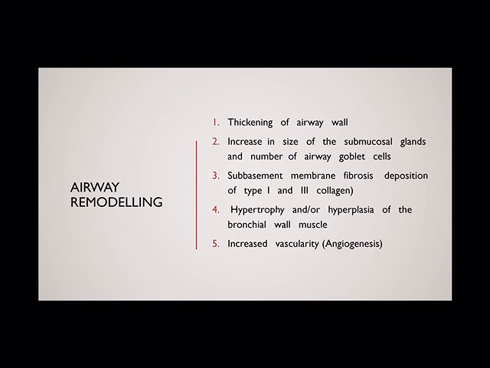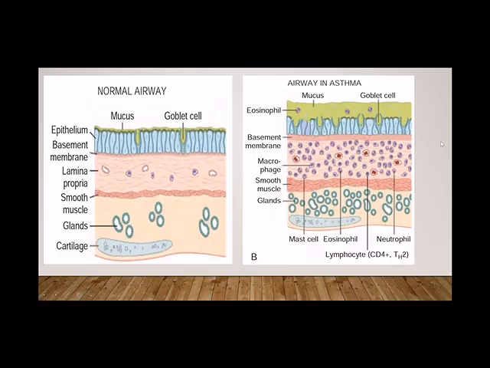And the next one is your increased vascularity. It's a very important one. Here in asthma, you will have angiogenesis. New vessels will start forming, so you will have increased vascularity. In case of your COPD, especially emphysema, where we said the capillary bed area decreases, here the vascularity increases. So there the perfusion will be decreasing, here the perfusion will be increasing. The perfusion increase in asthma is actually due to your angiogenesis.